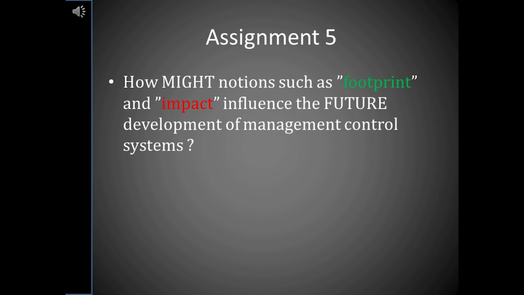Here, at the ultimate end of this snapshot on management control systems, I would like you to think about how notions such as footprint and impact might influence the future development of management control systems. The scene is yours.